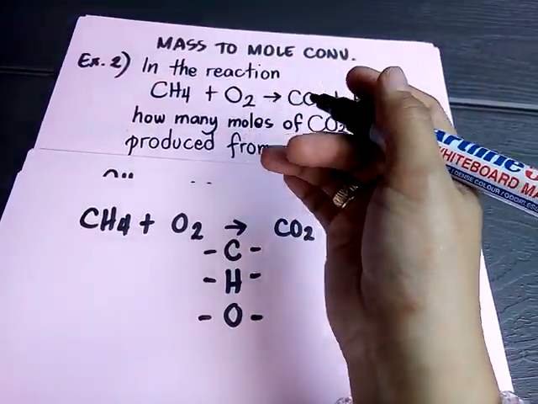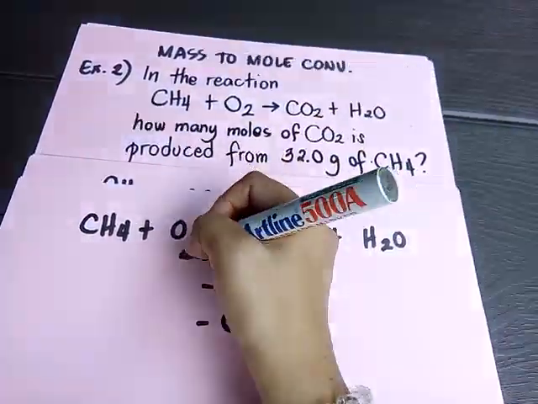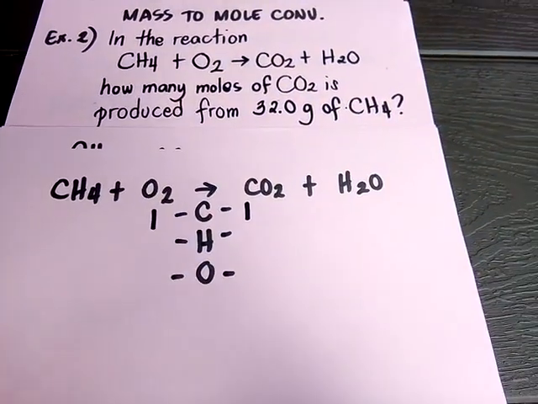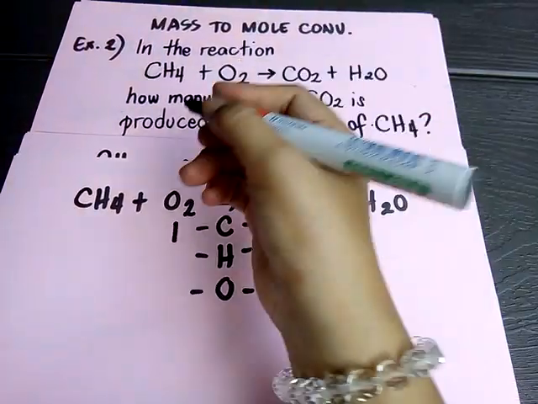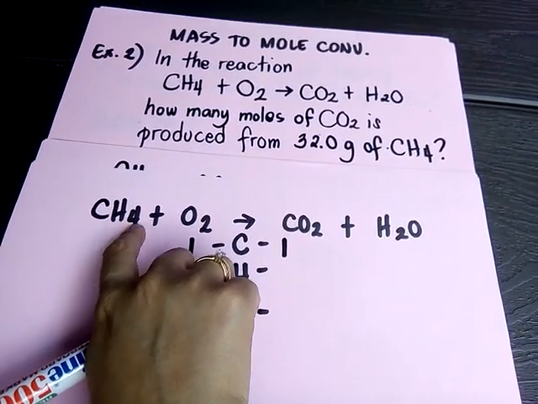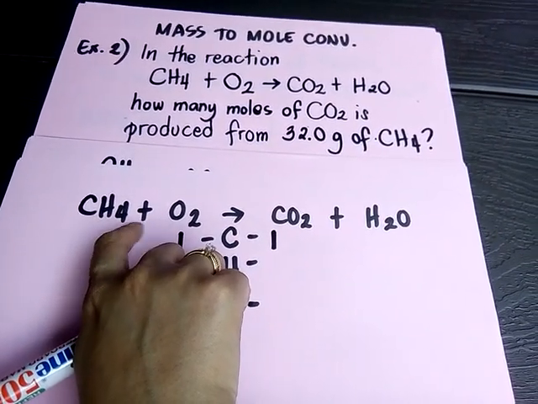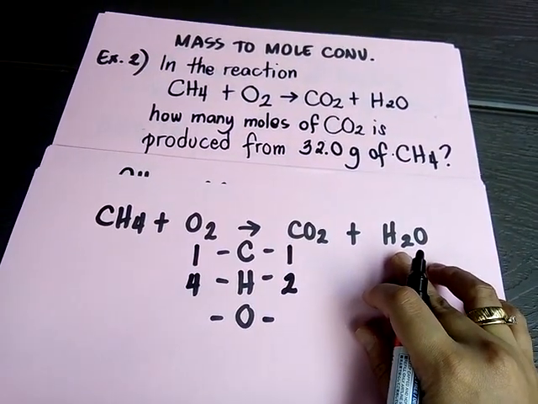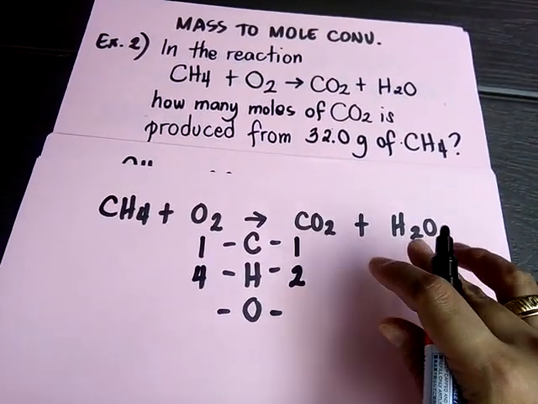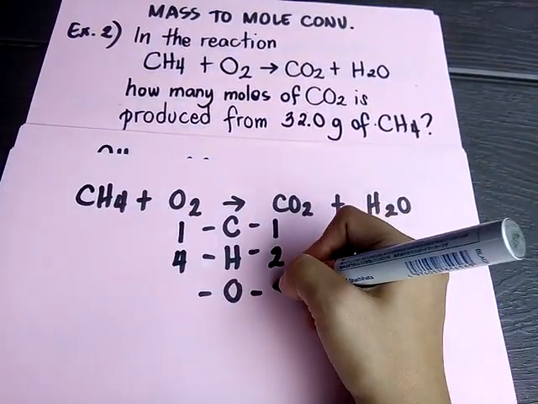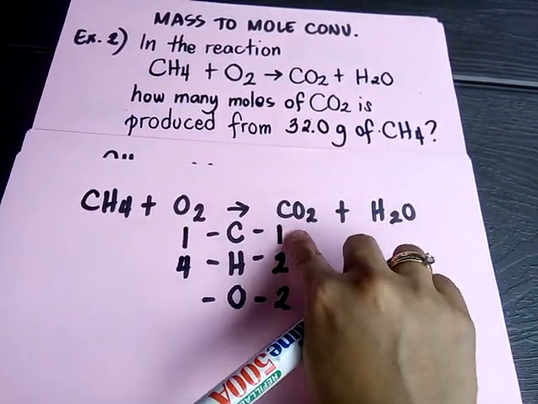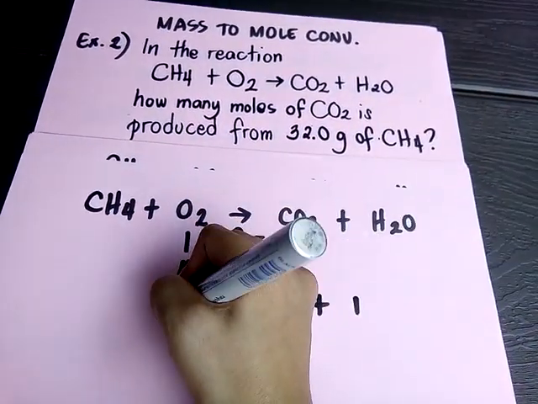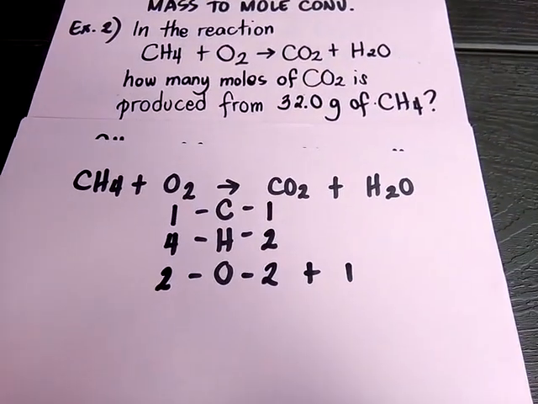In the reactant side, we have one carbon atom. In the product side, we have one carbon atom. How about hydrogen? We have 4 atoms in the reactant side, and we have 2 atoms of hydrogen in the product side. How about oxygen? In the product side, we have 2 and 1. How about in the reactant side? We have 2.